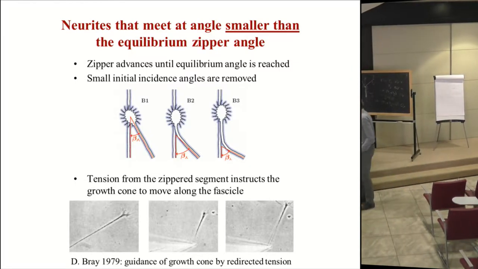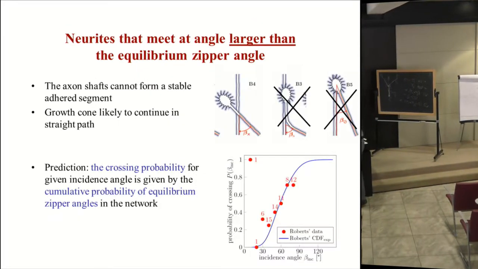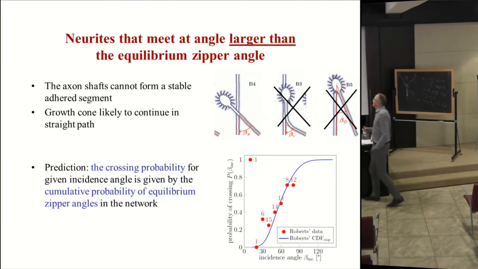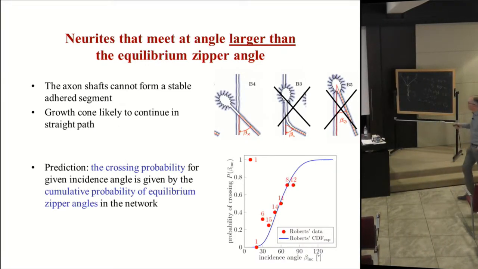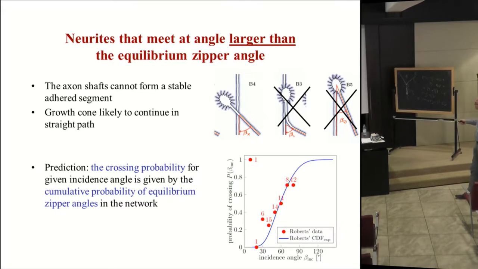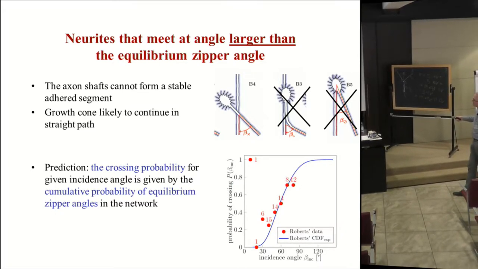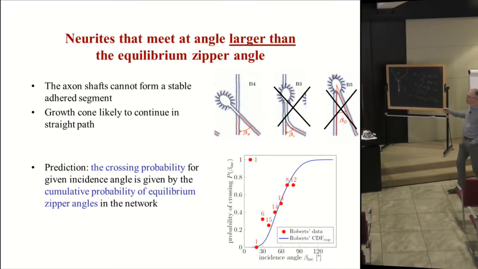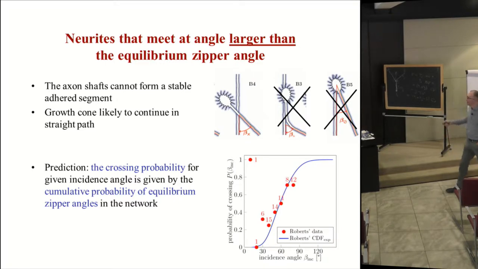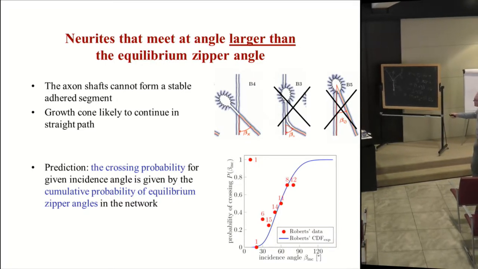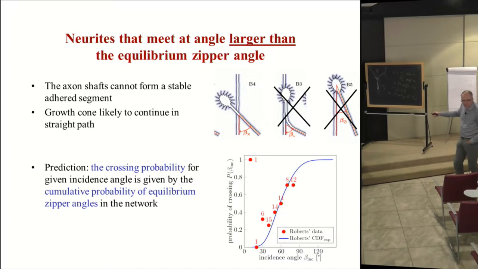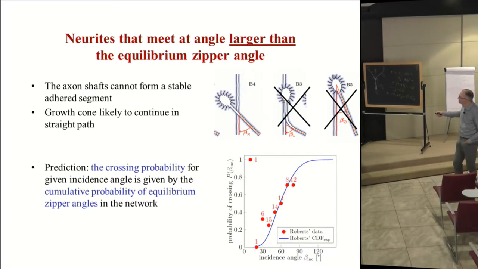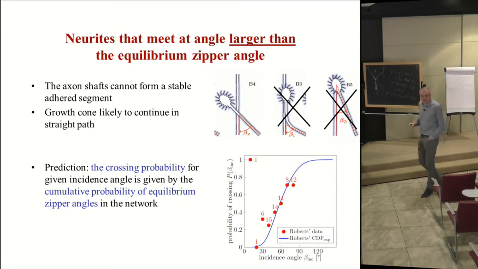There's a second implication of this, which has to do with crossing. When, on the contrary, you have a meeting angle that is bigger than the equilibrium zipper angle, then if you form a zippered segment, it will be unstable. It will immediately unzipper, so you will not really form a good contact, and crossing is a quite likely outcome. So this gives you a prediction.